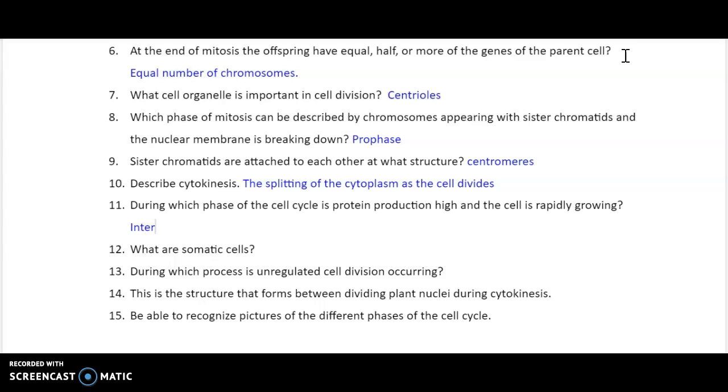Talk about interphase. Inter kind of means between. So I think about interphase happening between divisions. That's when it's growing and making all those new parts, replicating its DNA, doing interphase.